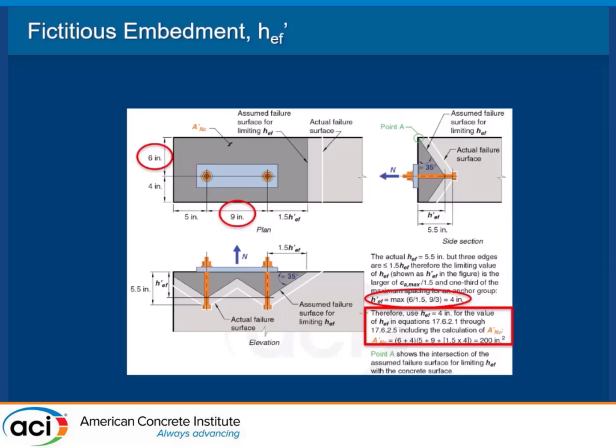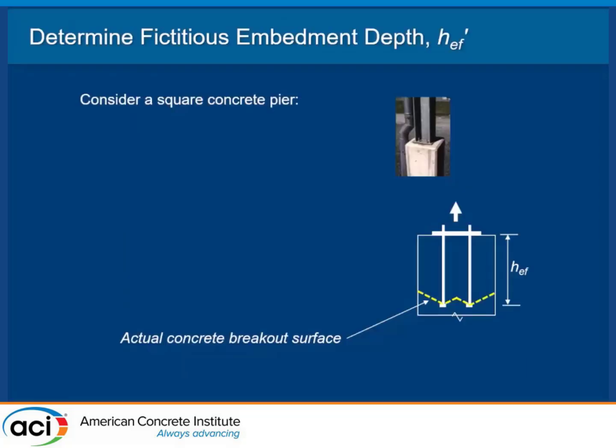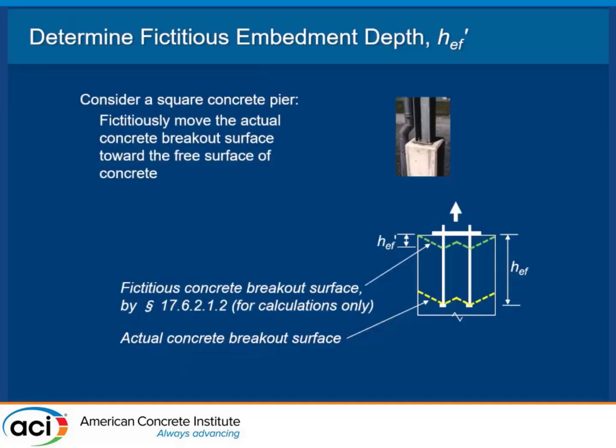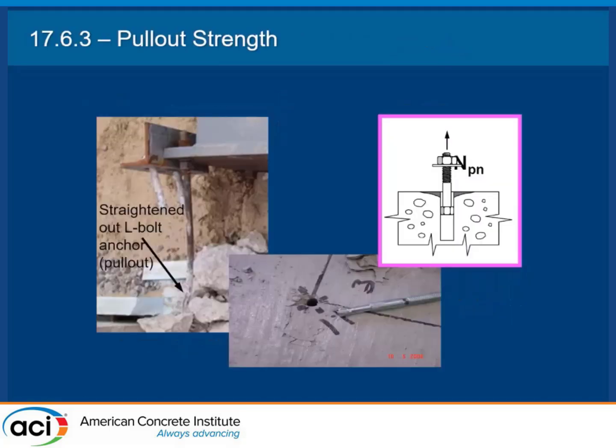And so what you're basically saying is, even though I've embedded myself really deep, I have to act as though I'm up closer to the surface, and that's what the code gives you in here. And so it changes all your numbers by quite a bit. All right? So just know when you get close to an edge or more than one edge, you need to adjust your H effective. And we'll see why that's important in just a little bit. So once again, just because you've got a deep embedment doesn't mean that's how you're going to run your calculations.